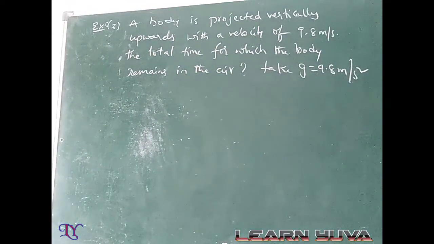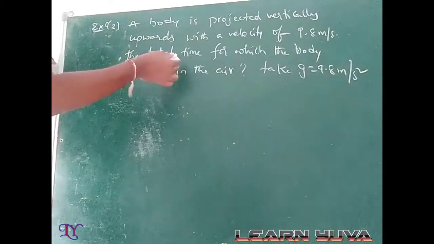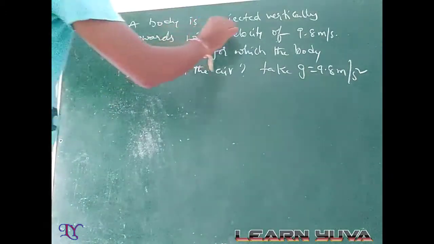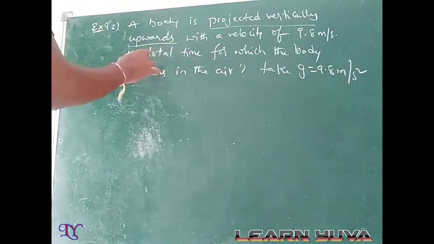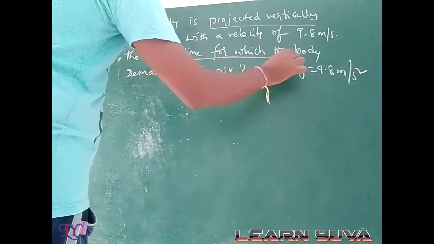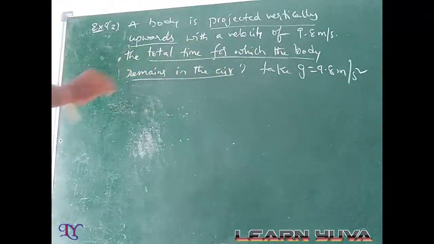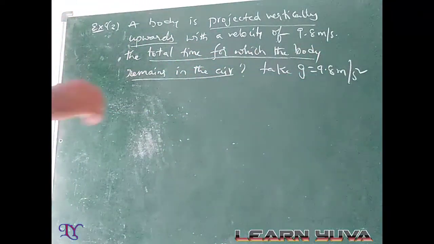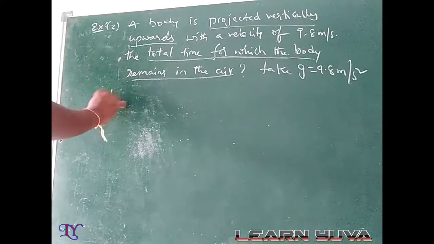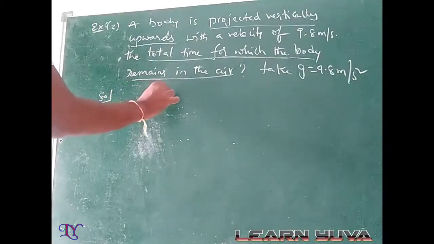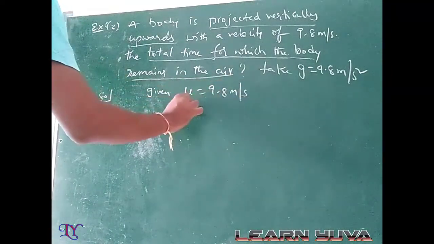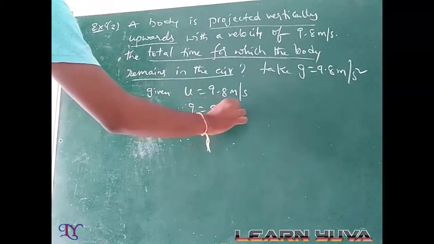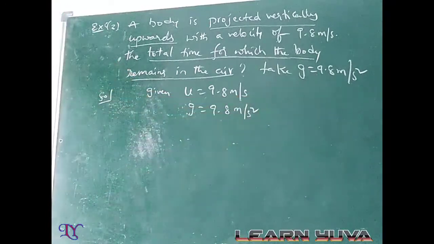Okay. So here you have to observe, projected vertically upwards with velocity of 9.8 meter per second. Then we have to find out the total time for which the body remains in the air. Given u is equal to 9.8 meter per second, g is equal to 9.8 meter per second square.